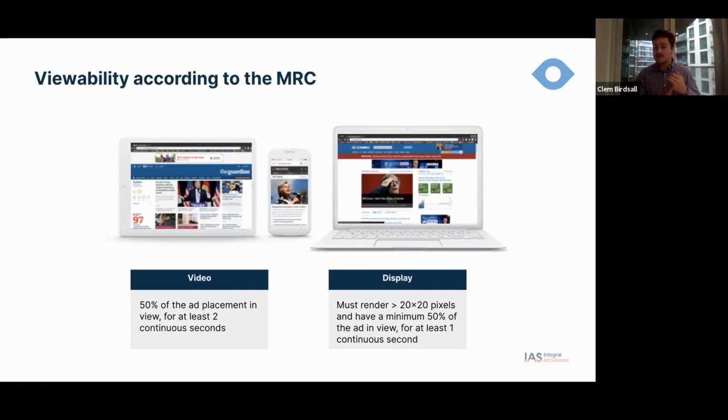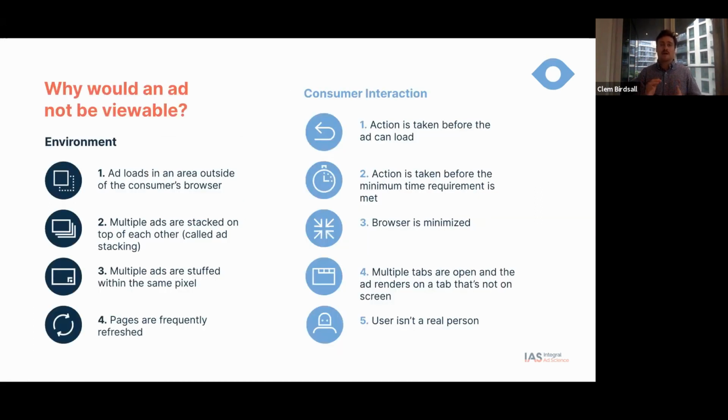For video, 50% of the ad must be in view for at least 2 continuous seconds. That one's slightly simpler, I guess, in a way. So when we're talking about viewability, as we mentioned earlier, about 32% of ads are not viewable. Why an ad wouldn't be viewable really comes down to two main factors. There's the environment, so which site is the ad loading on, and could that be a reason why the ad is not viewable, or is it something the viewer or the consumer has done?